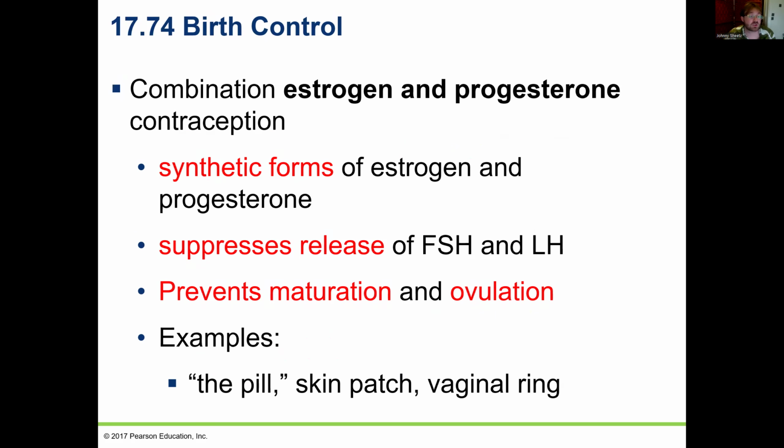Now, combination estrogen and progesterone contraception. We have synthetic forms of estrogen and progesterone. This is going to suppress the release of follicle-stimulating hormone and luteinizing hormone, which in turn is going to prevent maturation and ovulation. This is going to be the pill, the skin patch, a vaginal ring, things like that.